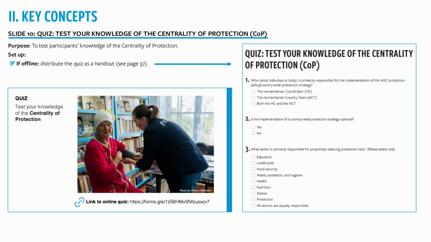Slide 10 is a quick survey of 3 questions to test participants' knowledge of the centrality of protection. If participants have internet access, they can follow the link provided on the slide. If the training is online, make sure to put the link in the chat. If participants do not have access to the internet, print and distribute the survey available on page 37. Provide 3 minutes for the participants to complete the survey.